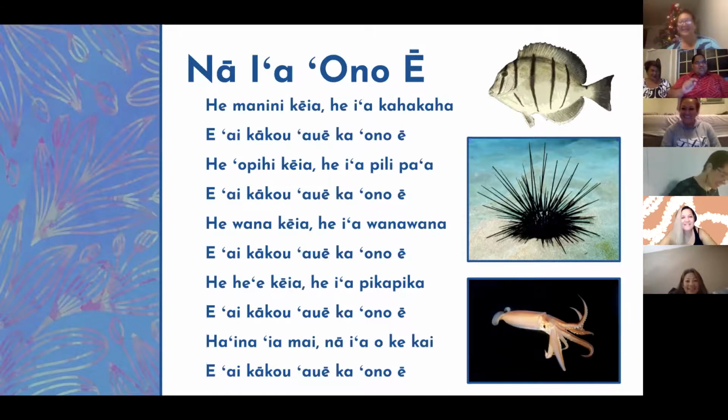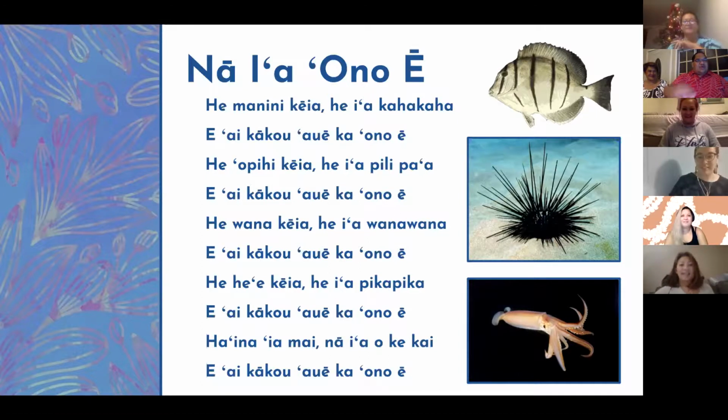Okay, so let's see what we can do. Let's try the whole thing with me. And then next, without me, I'm going to play the ukulele. And you guys just try and do them on your own. Okay. So Iolani, if Waianuhea can come back for that second one, she can be the leader. Okay? All right, let's try it from the beginning.